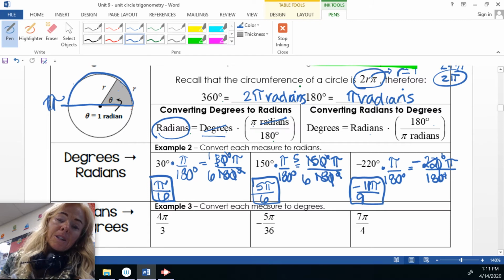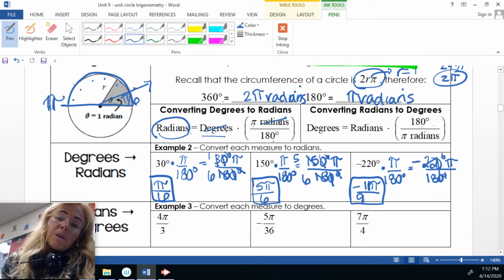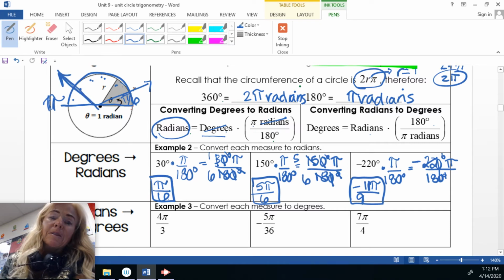So I always like to think 1, 2, 3, 4, 5, 6. That's 6 parts. So right there is pi over 6. That's 1 pi over 6. My next one was 5 pi over 6. So I go 1, 2, 3, 4, 5. That's 5 pi over 6 right there.